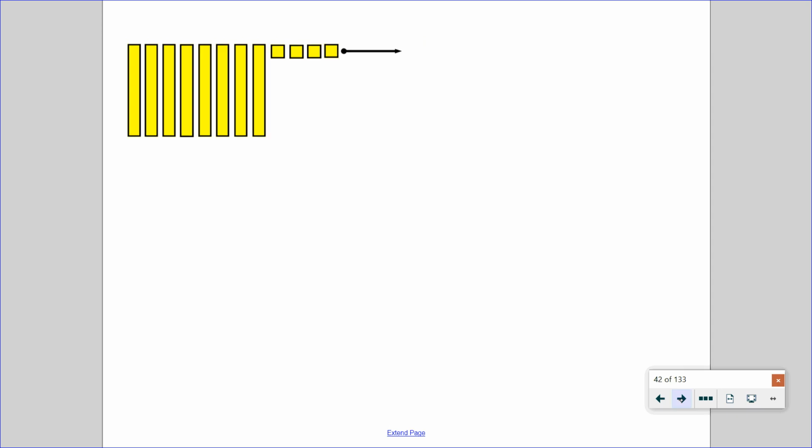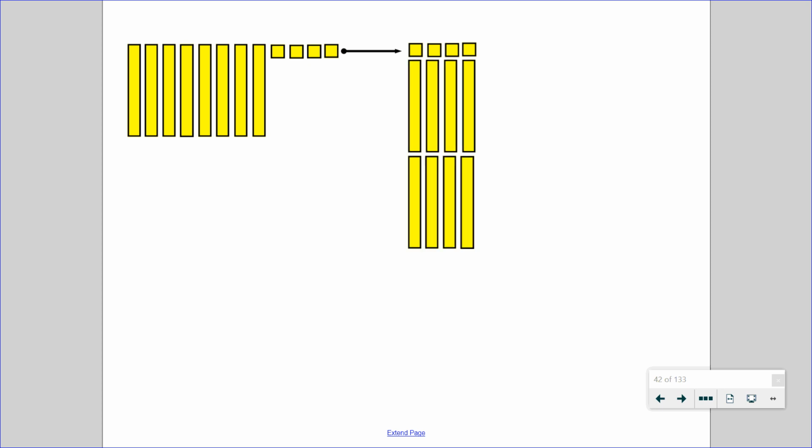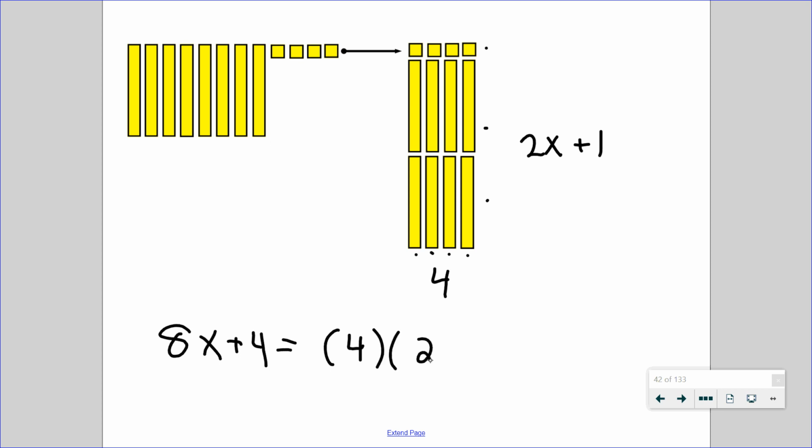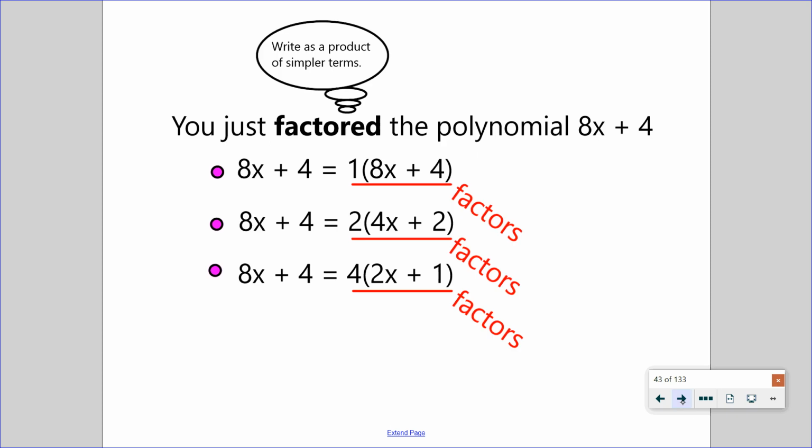So I've done them with my ones tiles one on top of the other. I've done them 2 by 2. Now let's look at them if I do them 4 by 1. So if I do all 4 in a row like that, and then underneath it, I would do my variable tiles in groups of 4. So in this case here, I have 2x and then just 1. And along here, I have a width of 4. So that means that my polynomial 8x plus 4 could also be factored as 4 times 2x plus 1. So you've seen 3 different ways that we could factor the polynomial 8x plus 4.